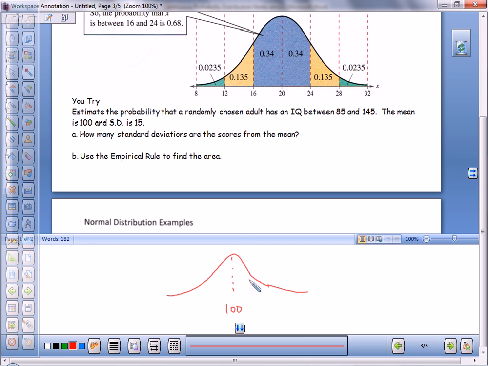Now the inflection point on either side, where it goes from curving up to curving down, is where my one standard deviation is away. And my standard deviation for this problem is 15. So I would add 15 to the mean and subtract 15 from the mean.